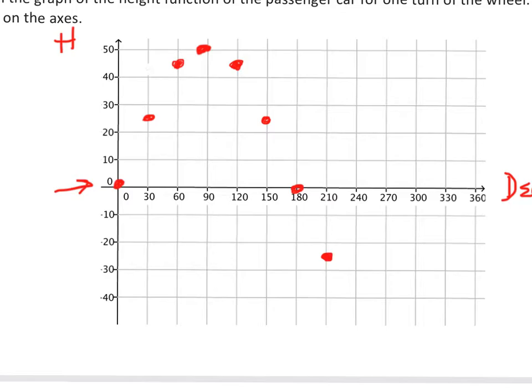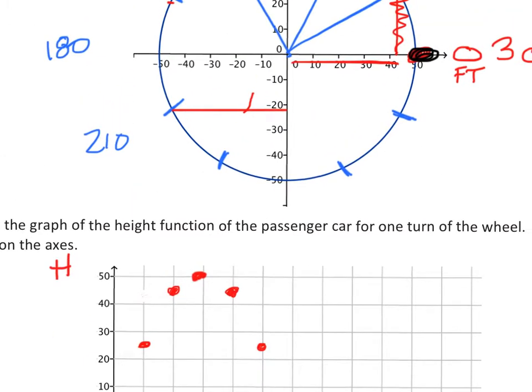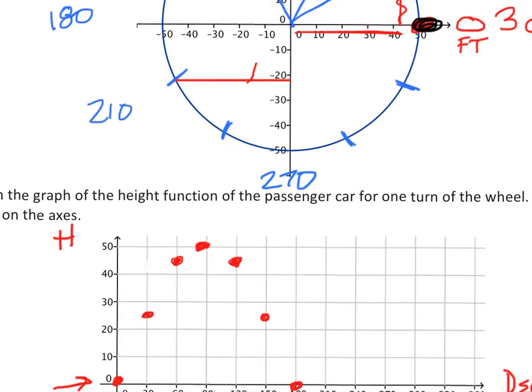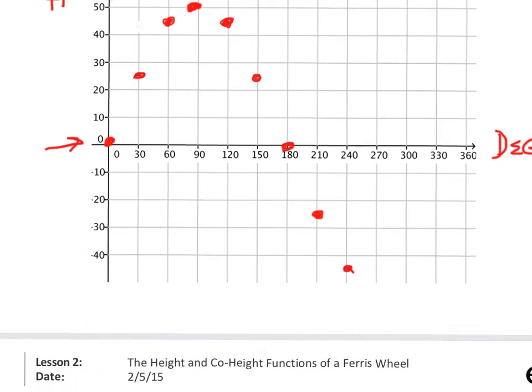Then would we come up with another 45? Did we use 42 or 45? I don't think it's going to matter in this example, but I think we use 45. So we would go to 240 and do a negative 45. And at 270, notice that 270 is directly at the bottom. What is the height? Not 0. Negative 50, yes. And then we continue back up. Negative 45, negative 25, and then on the way back to 360.